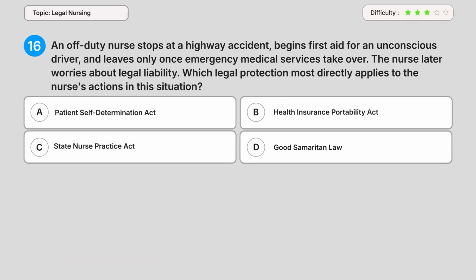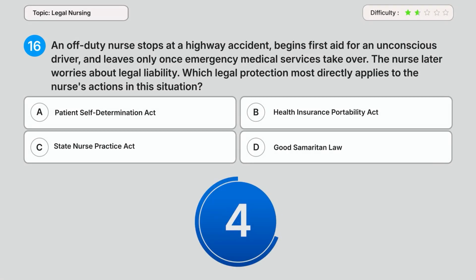A. Patient Self-Determination Act. B. Health Insurance Portability Act. C. State Nurse Practice Act. D. Good Samaritan Law. What do you think is the answer?